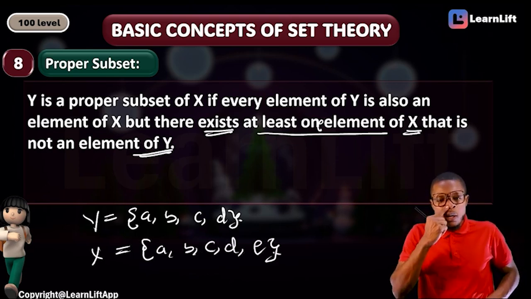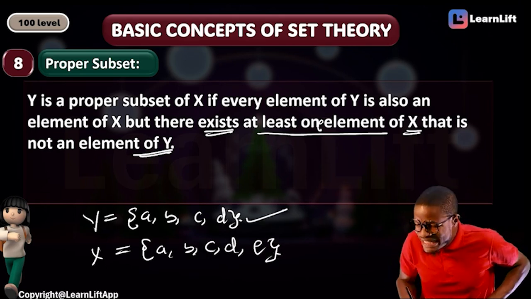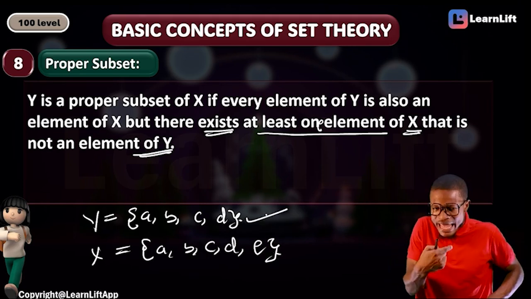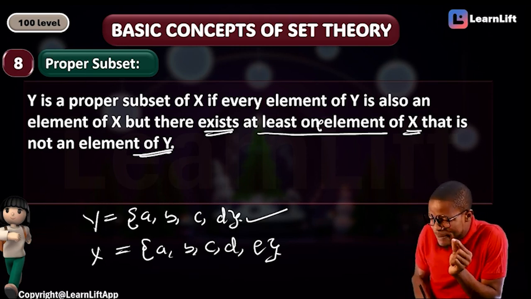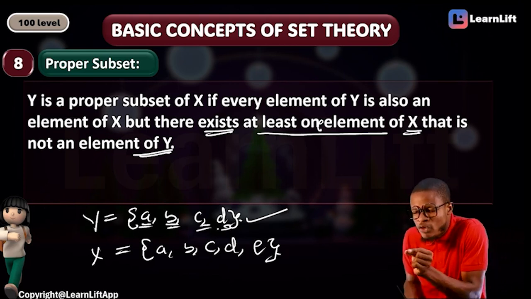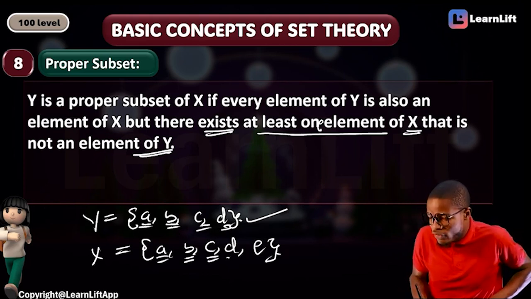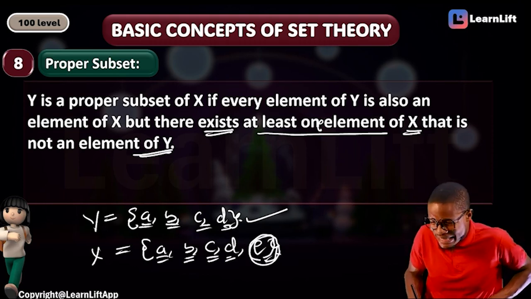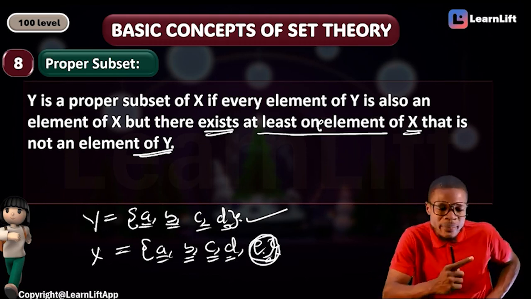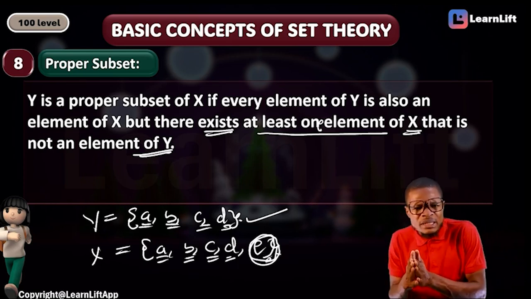Let's take these two. Which one is a proper subset of the other? Of course, Y is a proper subset of X if every element, you can see all the elements of Y, if every element of Y is also an element of what? X, also an element of X, but there exists at least one element of X that is not an element of Y. Only on that condition can you say that it is a proper subset.